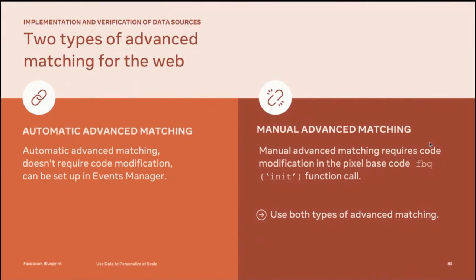Whereas manual advanced matching requires code modification in the function calls. To achieve the maximum results, you can use both types of advanced matching. Now you must be wondering, what is this advanced matching?